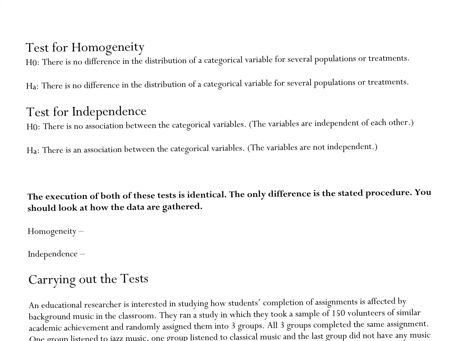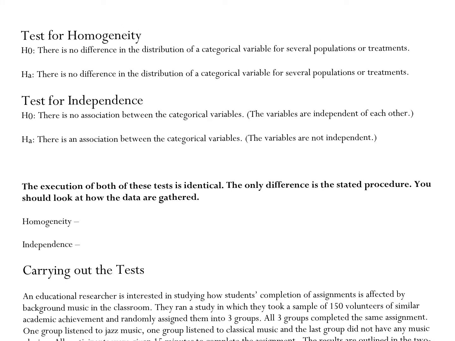So, there are two different kinds of chi-square tests for two-way tables, which, if you think about that top right box with all your calculations and all that kind of stuff in it, that top right box is the same no matter what. Is this okay? Because the mechanics are the same.